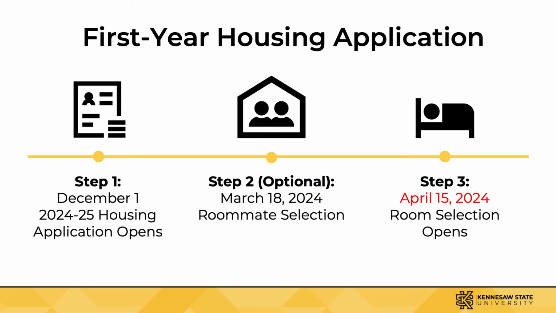Our housing application is compiled of 3 steps. The first one being beginning your application, filling out the My Profile section, and paying your application initiation fee. Then you'll move on to step 2, which is an optional roommate selection portion. And then this final step is where you place yourself into a room during the room selection process.